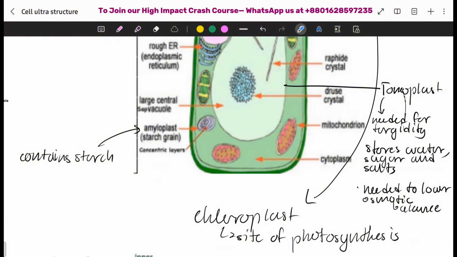So even if the plant cell has less sugar inside and more water outside, even if water comes inside, as it has a cell wall, the cell wall will prevent the plant cell from bursting. So that's why the plant cell does not burst, even if water has entered. That's what is held by the vacuole and the chloroplast.